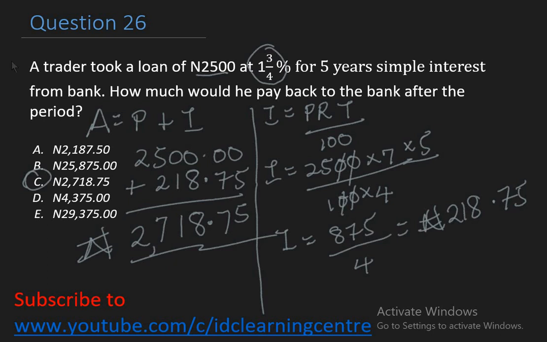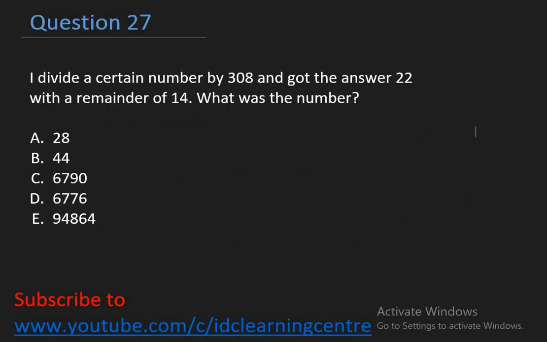Okay, now let's move to the next question. Question 27 says, I divide a certain number by 308 and got the answer 22 with a remainder of 14. What was the number? Since they said divide, just simply multiply 308 by 22 and add the remainder, that's all.